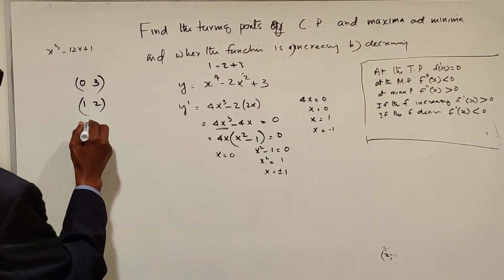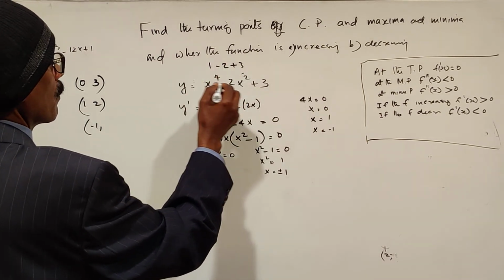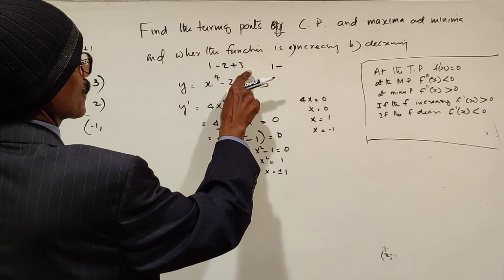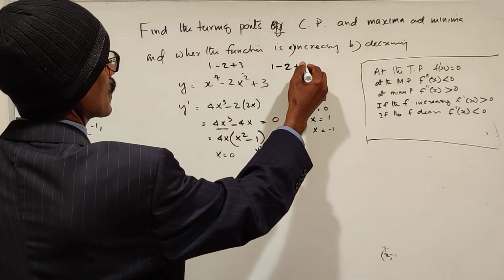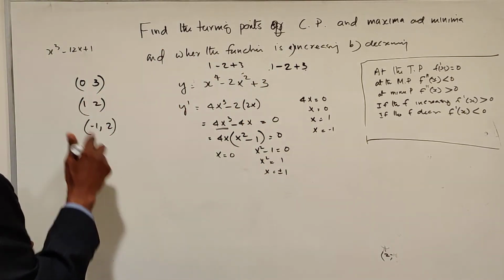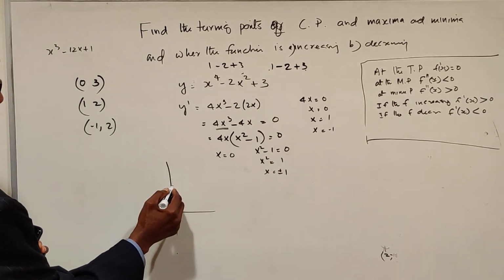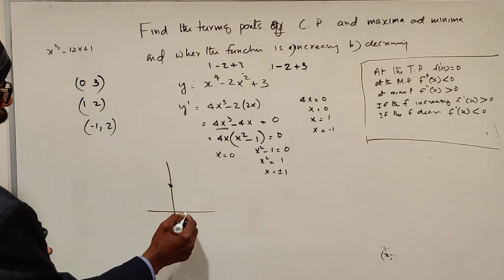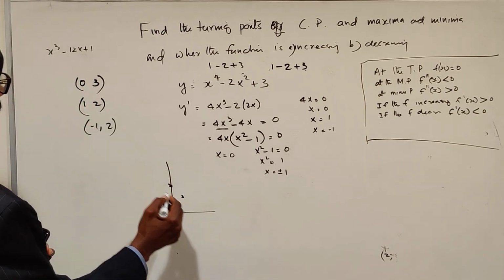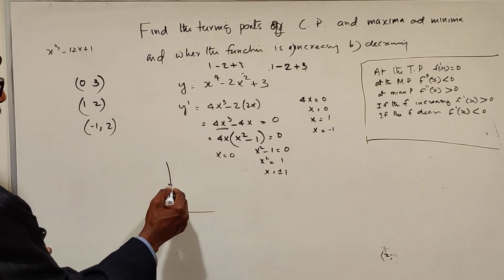Then minus 1. When x is equal to minus 1, minus 1 raised to 4 is 1, minus 1 square, minus 2, plus 3. 3 plus 1, 4. 4 minus 2, 2. It's the same thing. See, where are the points? Just 0, 3 is somewhere here. And 1, 2, 1 is here, 2 is somewhere here. Then minus 1, 2. See, these are the turning points.